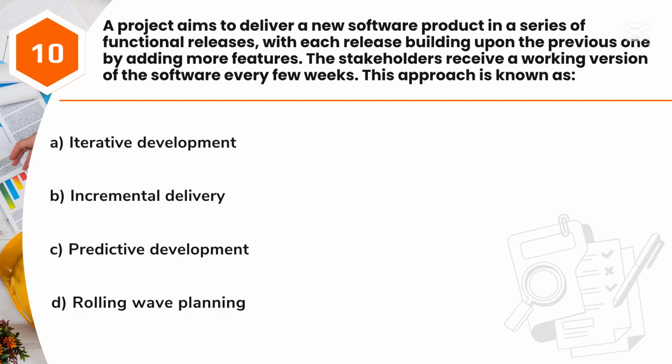Question 10. A project aims to deliver a new software product in a series of functional releases, with each release building upon the previous one by adding more features. The stakeholders receive a working version of the software every few weeks. This approach is known as A. Iterative development. B. Incremental delivery. C. Predictive development. D. Rolling wave planning.